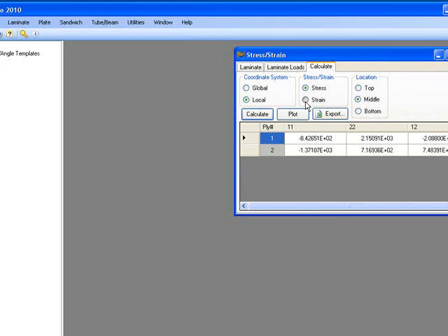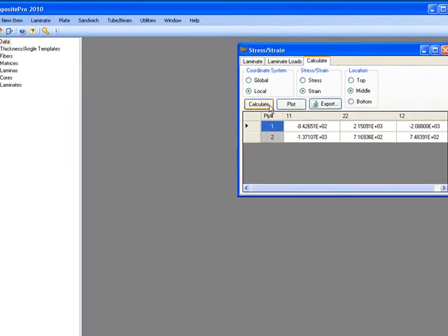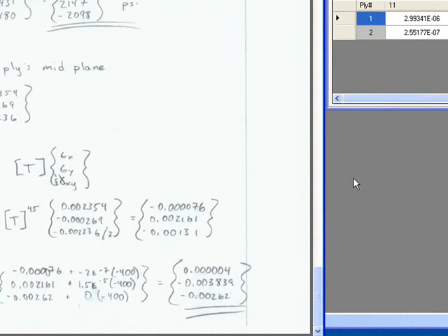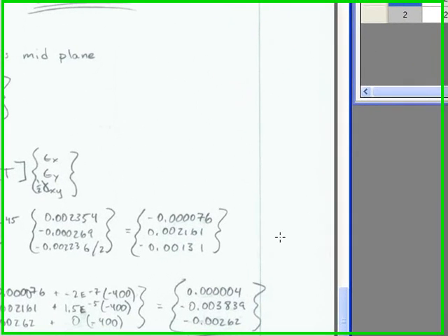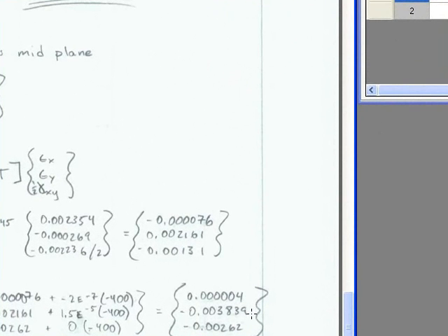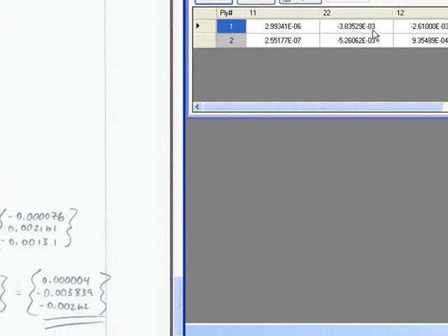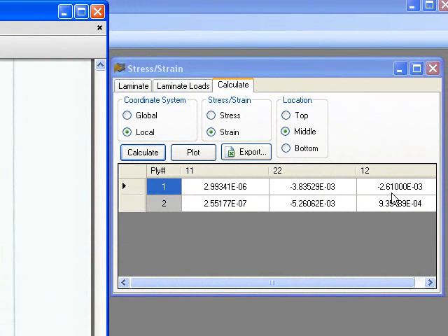If we go to the strain state, for example, we're interested in that, we can calculate the strain state, and that is consistent with this set of calculations down here. 3 E minus 6 versus 4 E minus 6, minus 0.0038, minus 0.0038, and minus 0.0026 versus 0.0026. So we have a good confirmation that the delta T calculations are correct.